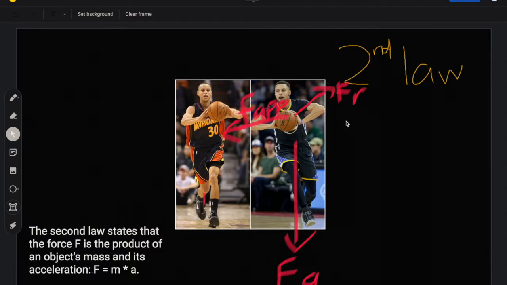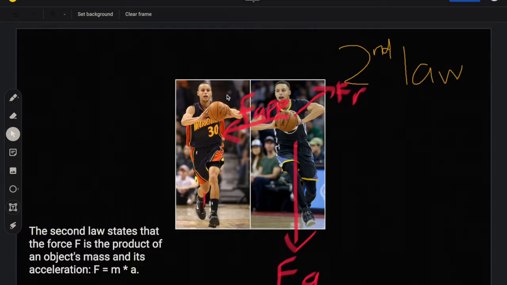Moving on, in this picture, we are able to see an NBA player, Steph Curry, about to make a pass, which is an excellent example of Newton's second law, stating that the force, or F, is the product of an object's mass and its acceleration, such that F equals m multiplied by a, F being the force, m being the mass, and a being the acceleration.